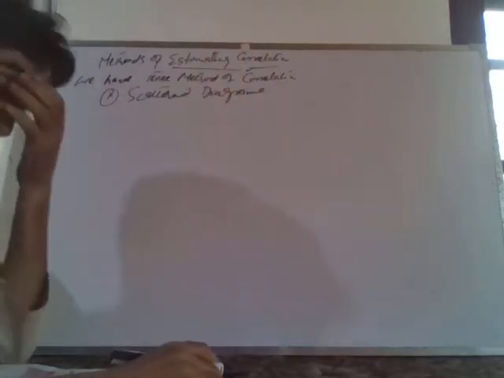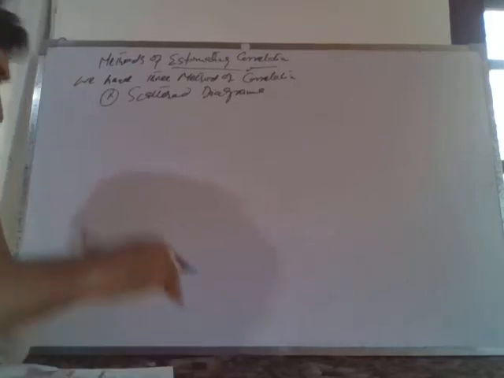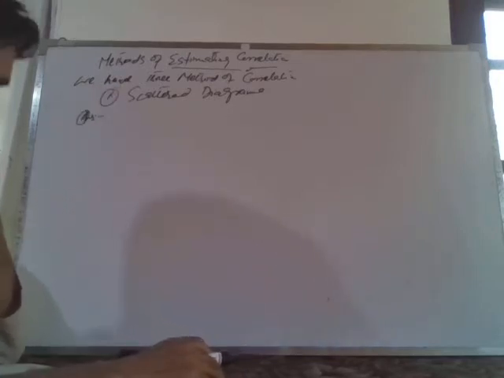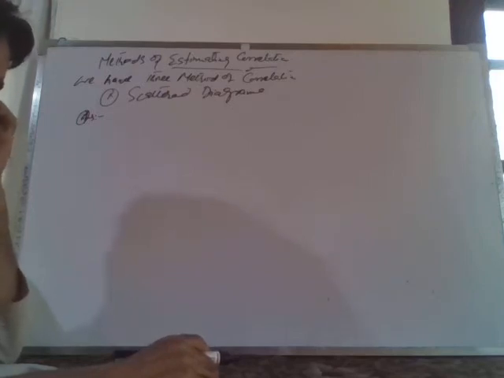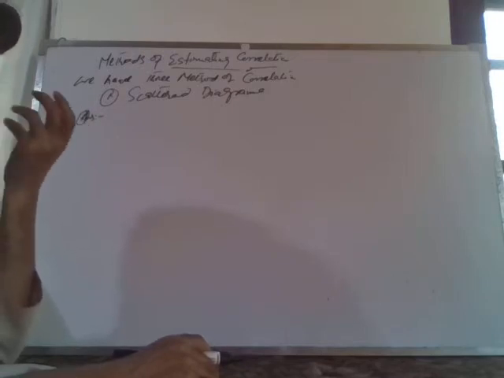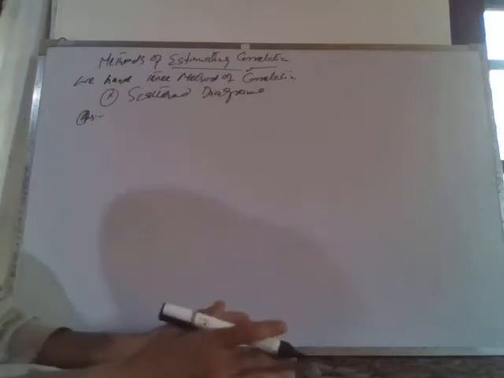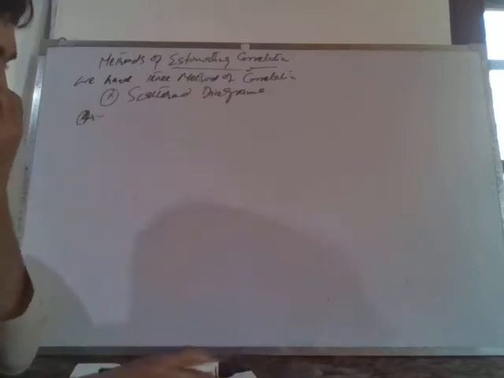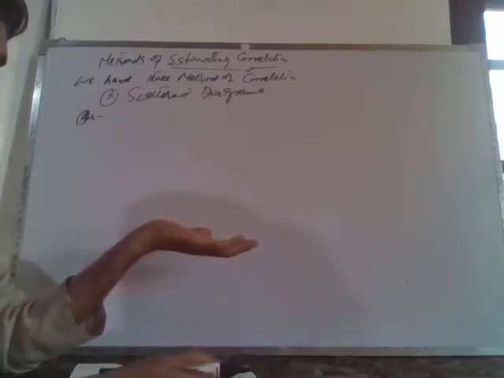What is a scatter diagram? We must know first what is a scatter diagram. A scatter diagram is a graphical expression or representation of the direction and degree of correlation between the two variables. So it is graphic. It is shown graphically. It is not calculated numerically, but it is shown graphically.